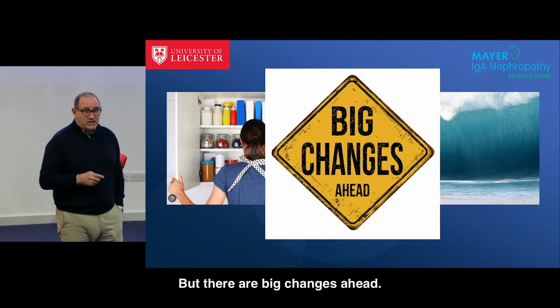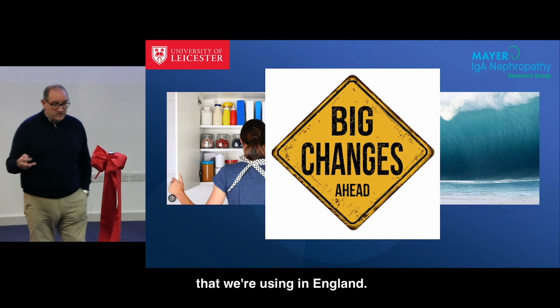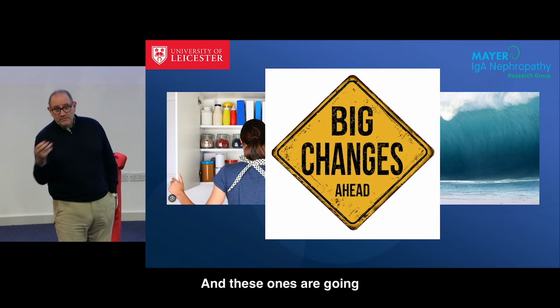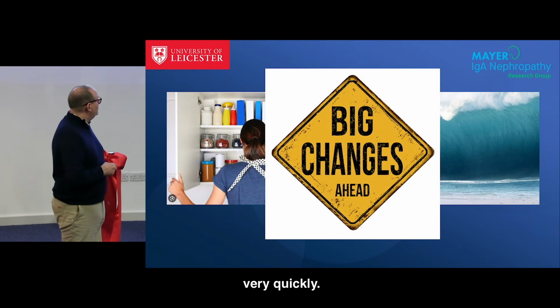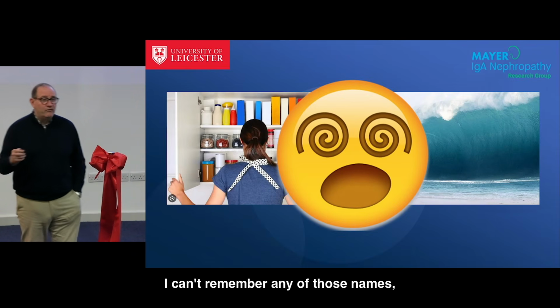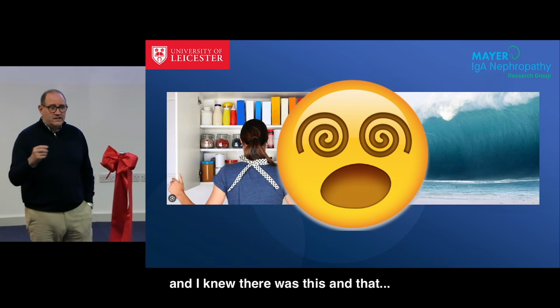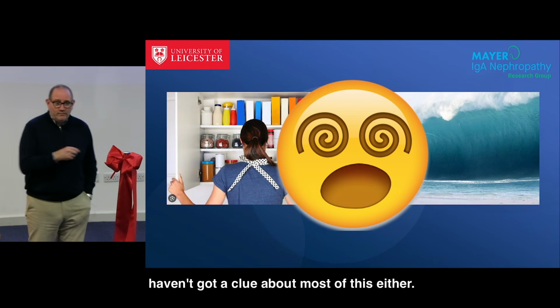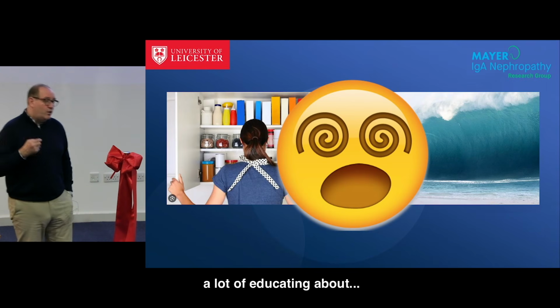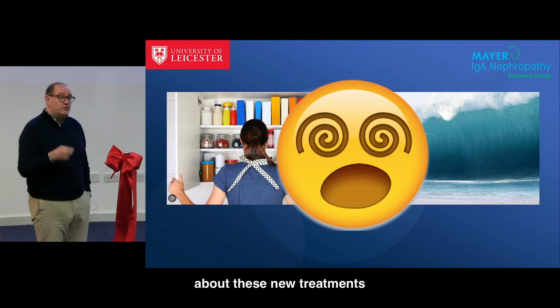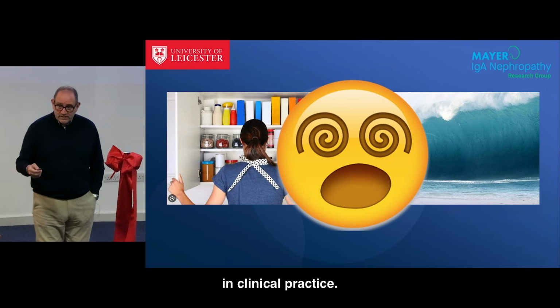But there are big changes ahead. We've already seen 2 treatments here that we're using in England. There's 5 in the States, and these ones are going to be making their way over here very quickly. But it is confusing, as I said. You guys are probably going away thinking, I can't remember any of those names, and I knew there was this and that, but I know there's 14 of them. Most kidney doctors haven't got a clue about most of this either. So we're doing a lot of educating to our nephrology colleagues about these new treatments and how they should be used in clinical practice.